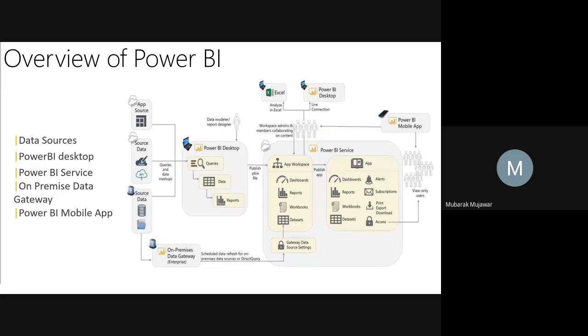The next one is Power BI Desktop, which we will be using. The next one is Power BI Service, which is used for collaboration with different teams and for corporate applications. Then we have the on-premise data gateway, and we also have the Power BI mobile app. So what we're going to look at today is Power BI Desktop.